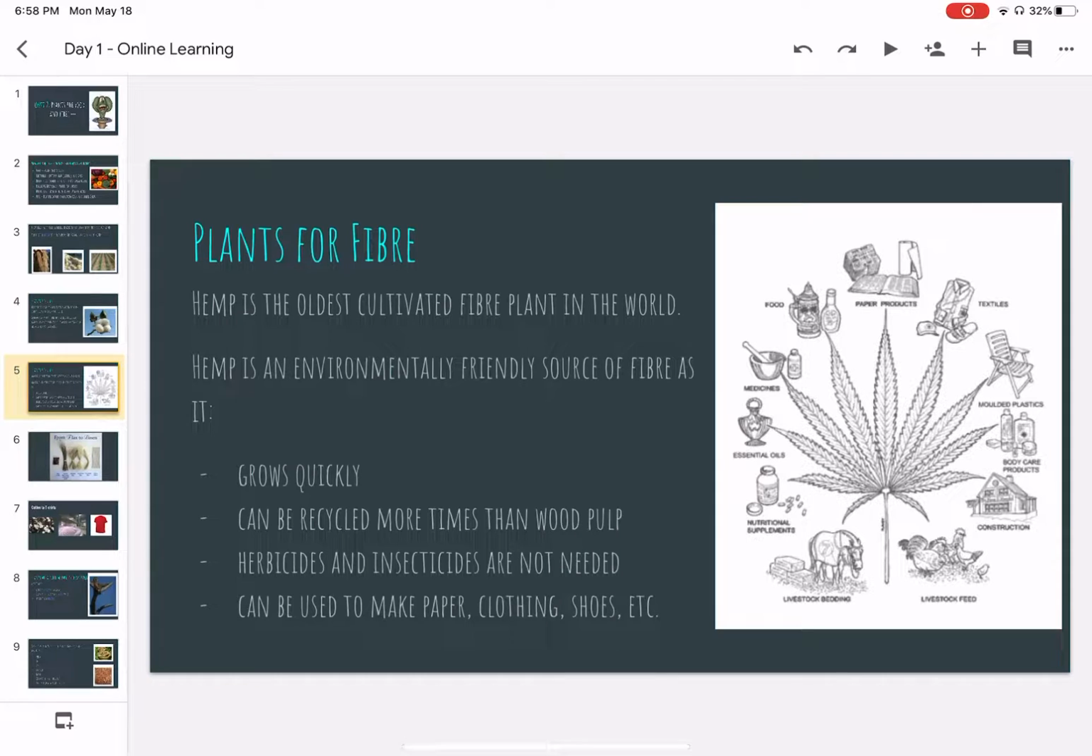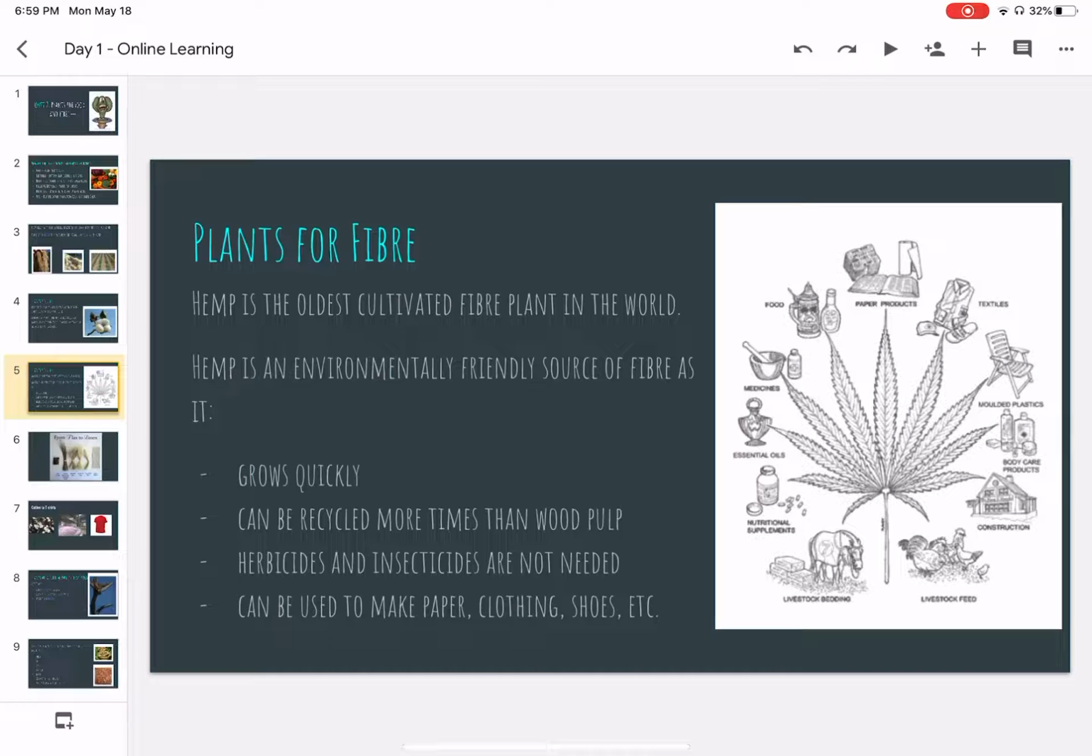Okay, if we take a look at hemp. Now, I want to be clear here, and if we were in class, I'm sure this would break out into a large discussion, but we're not talking about marijuana. Okay, we are talking about hemp. Very similar plants. However, hemp has none of the effects of getting people high.